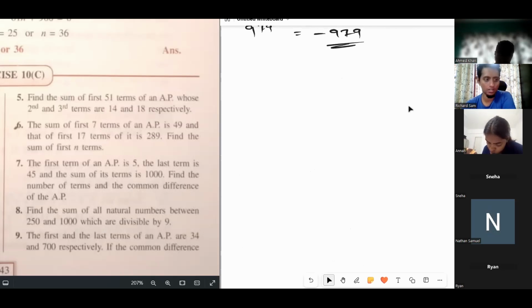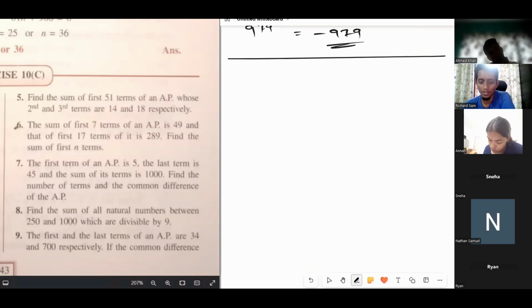Okay. Anyone understood this? Find the sum of the first 51 terms of an AP whose second and third terms are 14 and 18. Sir, so 5610. 5610. Okay. If anyone didn't get it, second term, that means T2. T2 is represented as A plus D. That A plus D is 14. This will be your first equation.